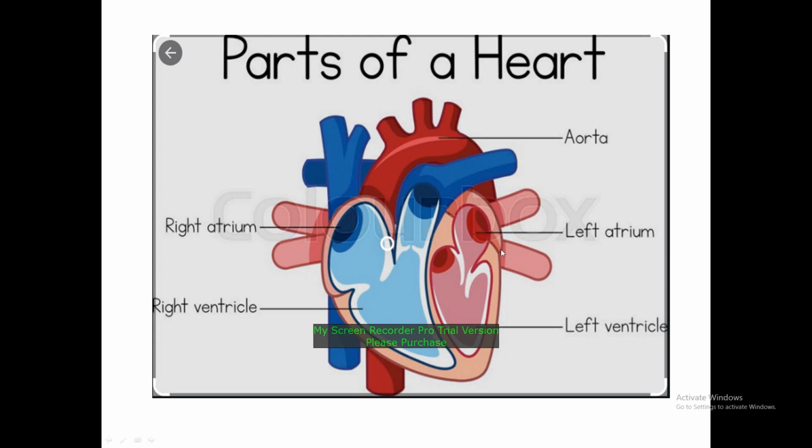Oxygen-rich blood flows from the left atrium into the left ventricle and then around the body. From the body, blood without oxygen flows into the right atrium, and from the right atrium it flows into the right ventricle and then to the lungs to add oxygen to the blood.